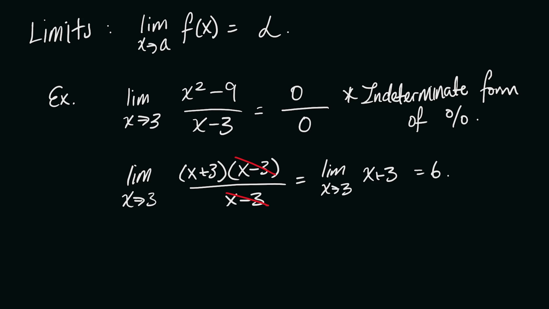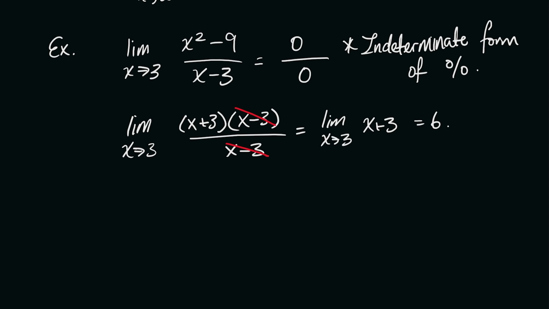Now, this is just a basic example. The next example that we're going to do won't be that easy anymore. In this example, it is the limit as x is approaching infinity of 4x over e to the x.